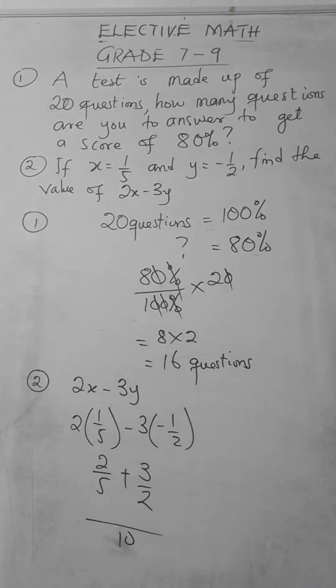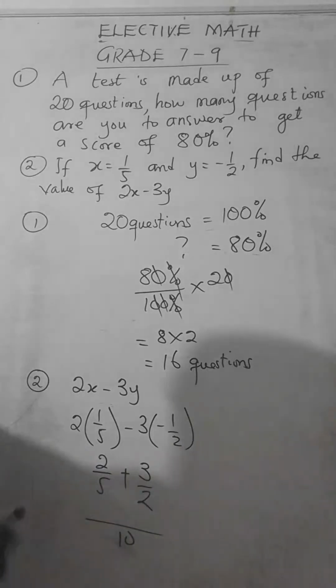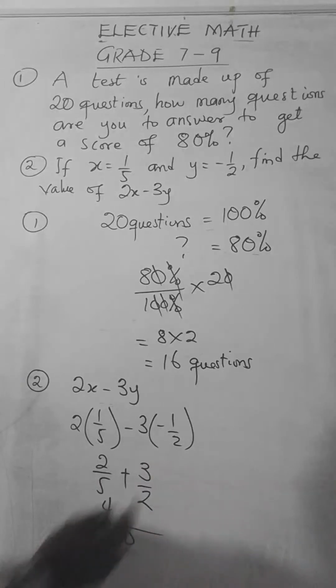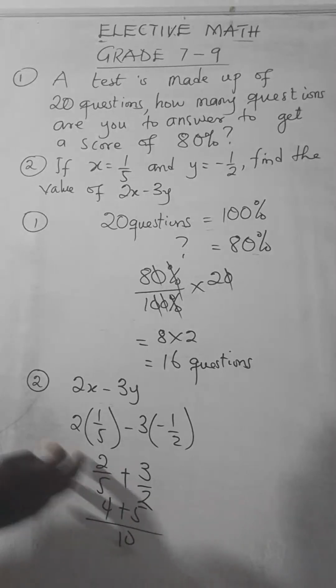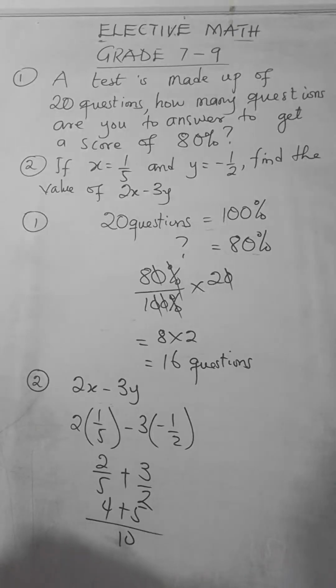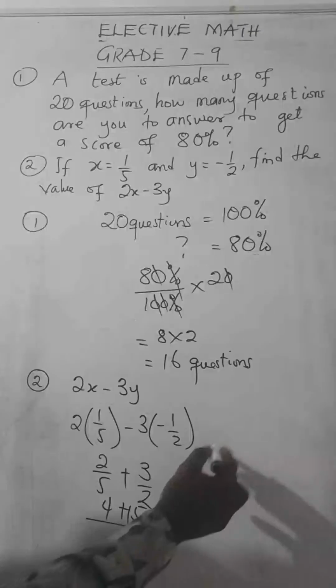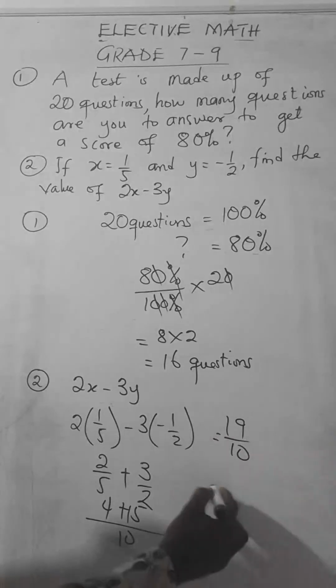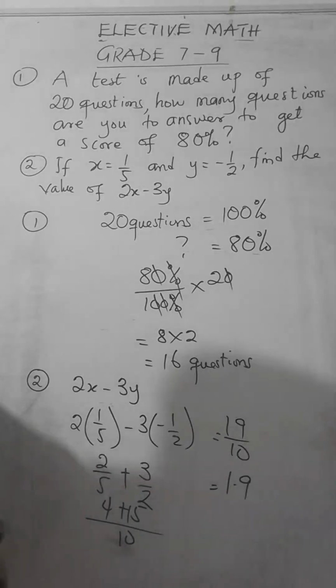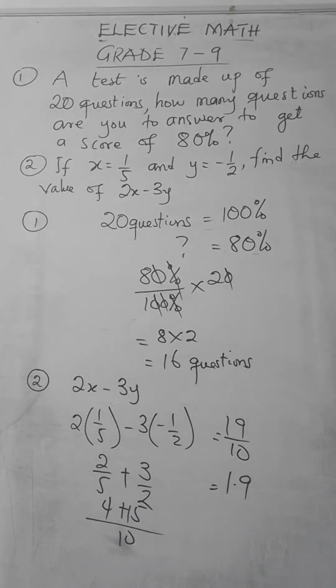Now, then you can use a cross multiplication method. So we have 2 times 2, which is 4. Then 5 times 2 is 10. Then we have 5 by 3, 15. So your answer will be 19 on 10, which is the same as 1.9. So that's change of subject and substitution.